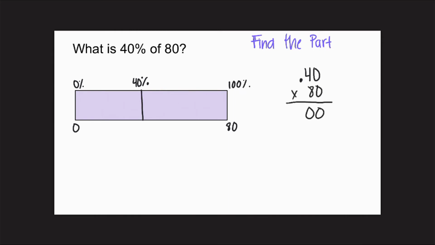I can see these are already going to be my zeros. 10 times 10 is 100, so I have my zeros there. And then 8 times 4 is 32. And we're going to scoot over 1, 2, 1, 2. So my answer becomes 32. So the part is 32.